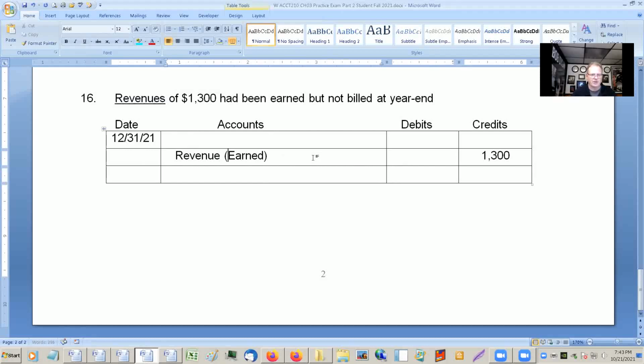You can put in parentheses, earned revenue is fine too. Again, by definition, you can't call it revenue unless it is earned. Kind of nitpicky. So revenues are always credits.